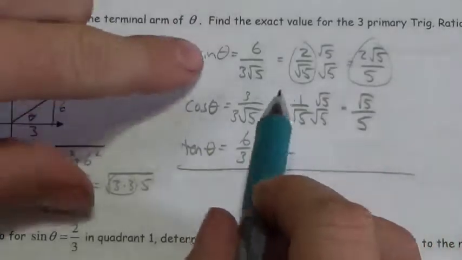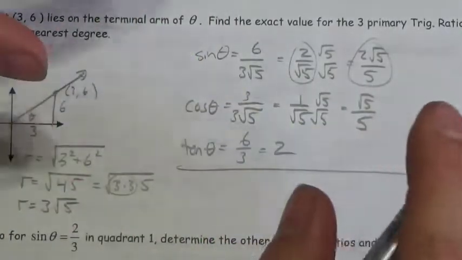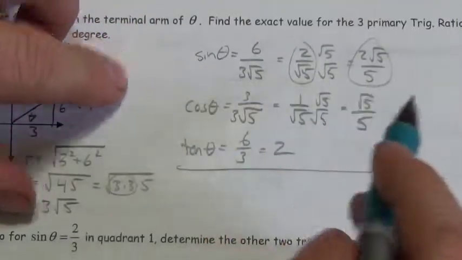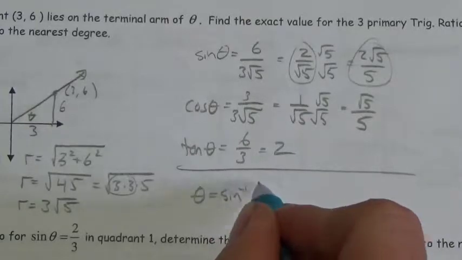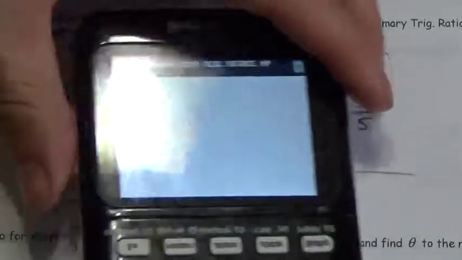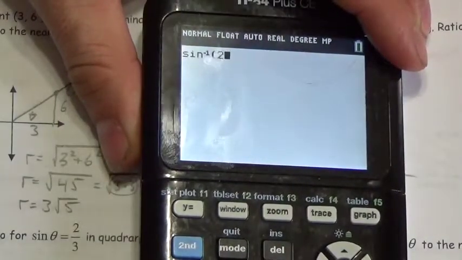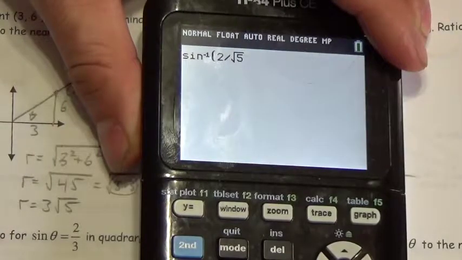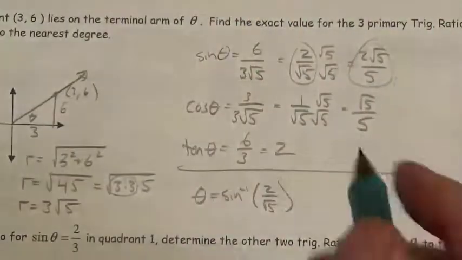What I'm going to do, though, is use the inverse sine. I'm going to do it on these two separately here, just to show you that these are both going to give me the same angle. So theta is going to be the inverse sine of, let's say, 2 divided by root 5. I'll go to my calculator here. So second sine of 2 divided by the square root of 5. And to the nearest degree, I'm going to get 63 degrees.